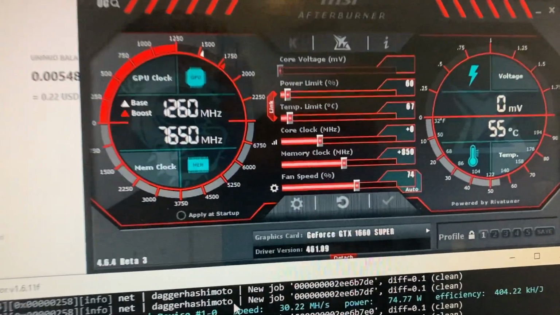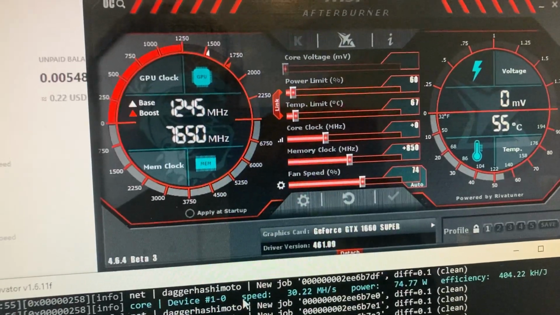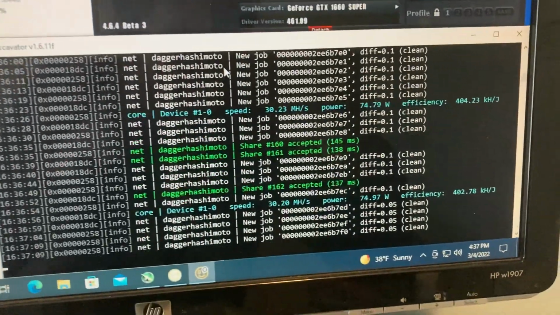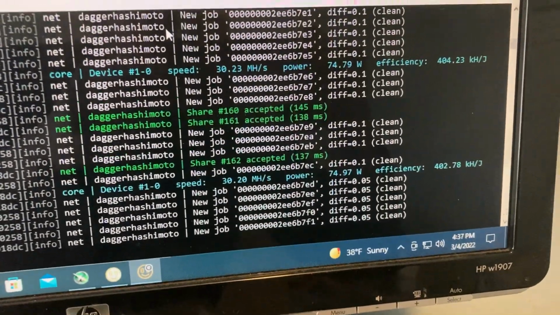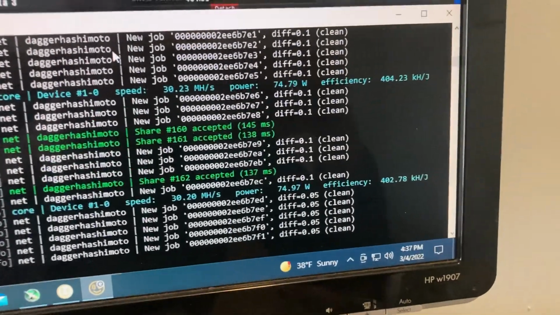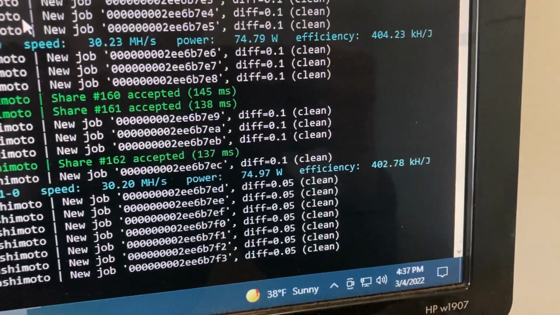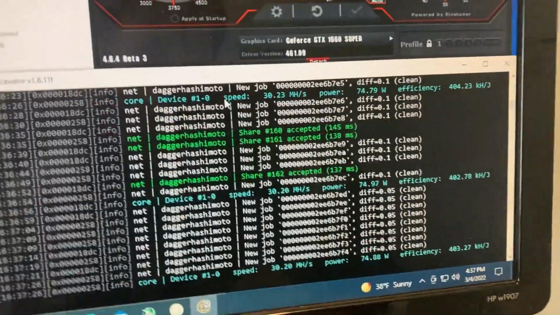Celsius. If we jump right up here to look at the overclocks, we're sitting at 60% power, 0 to the core clock, and 850 to the memory clock. If we look down here, we're doing 30.23 mega hash at 74.75 watts, and the efficiency is 402.78 kH over J.